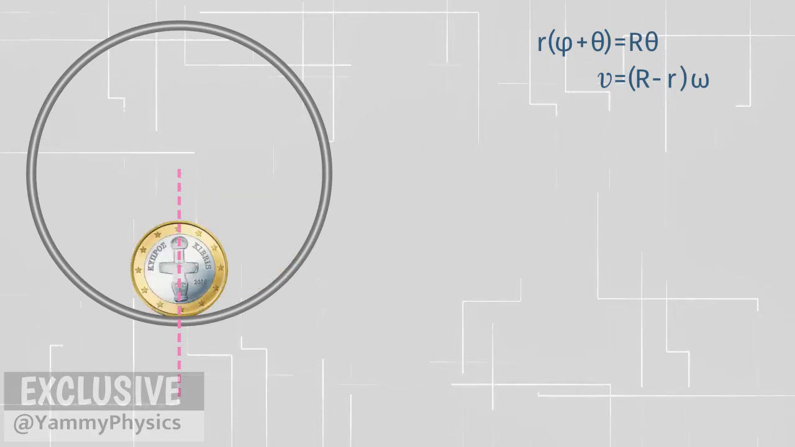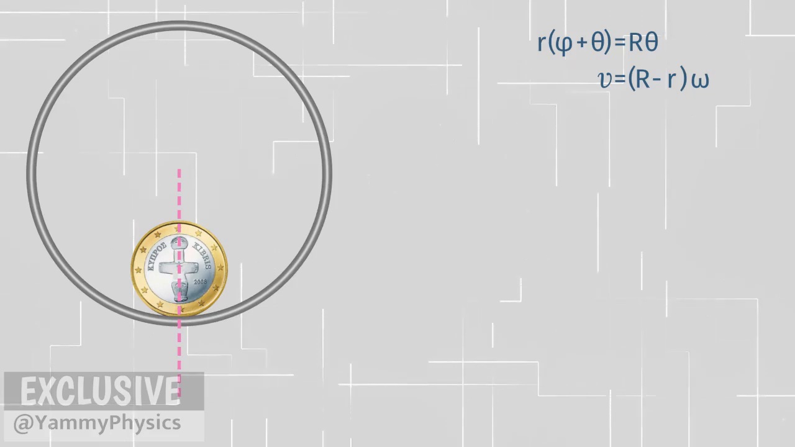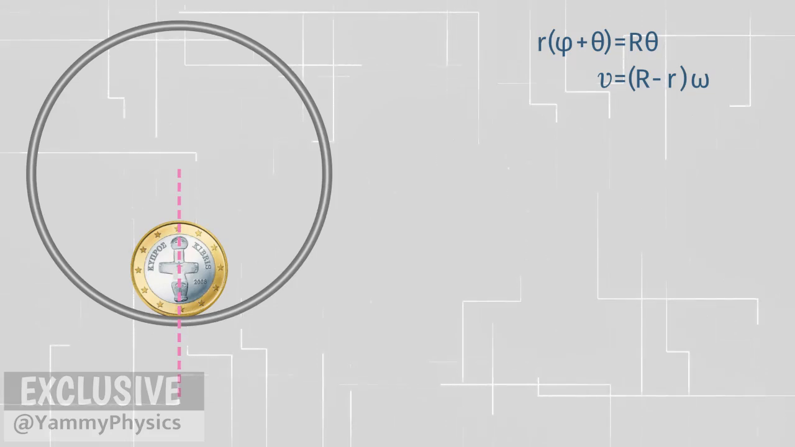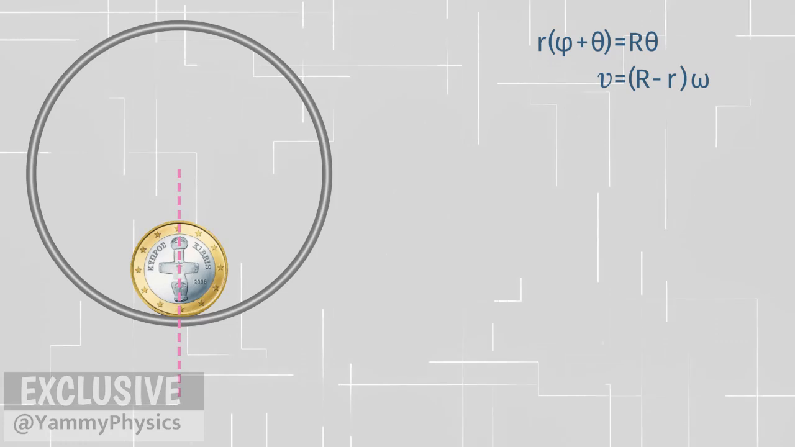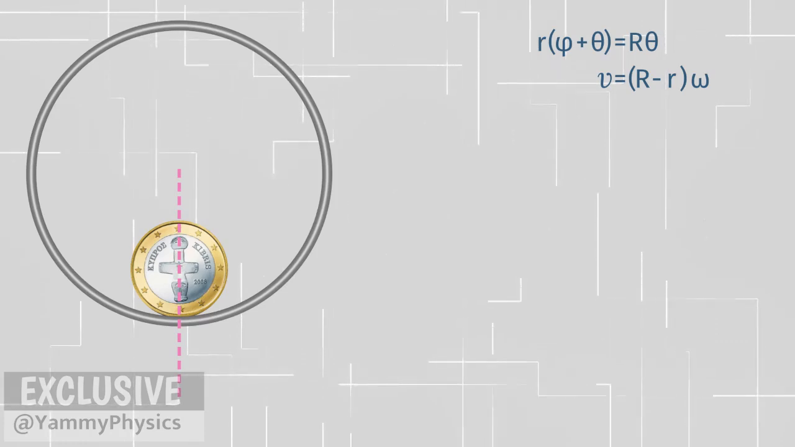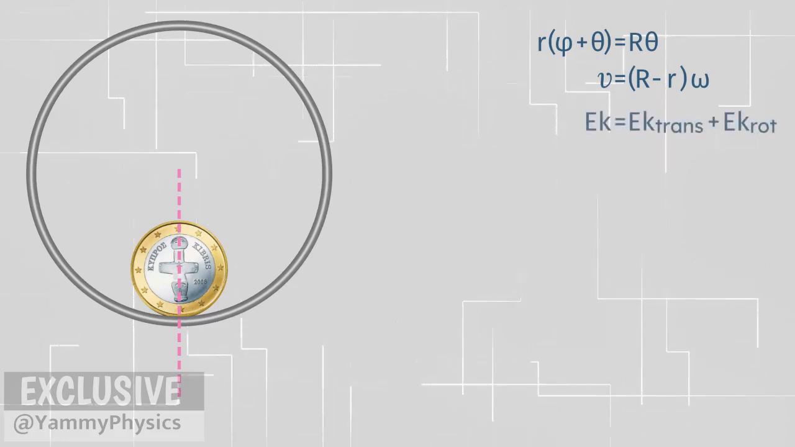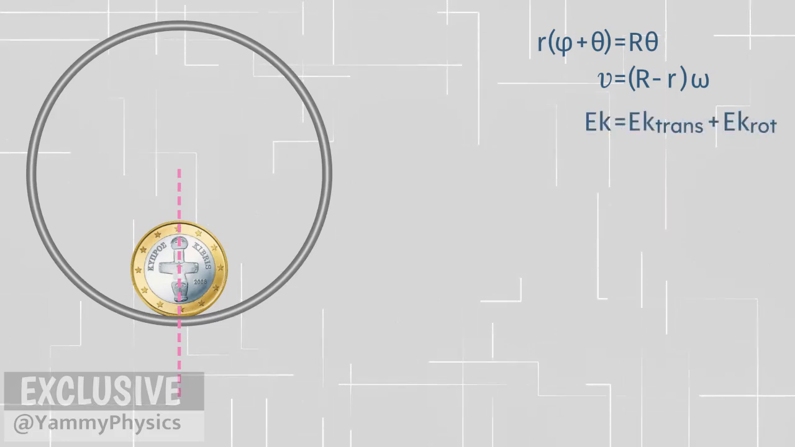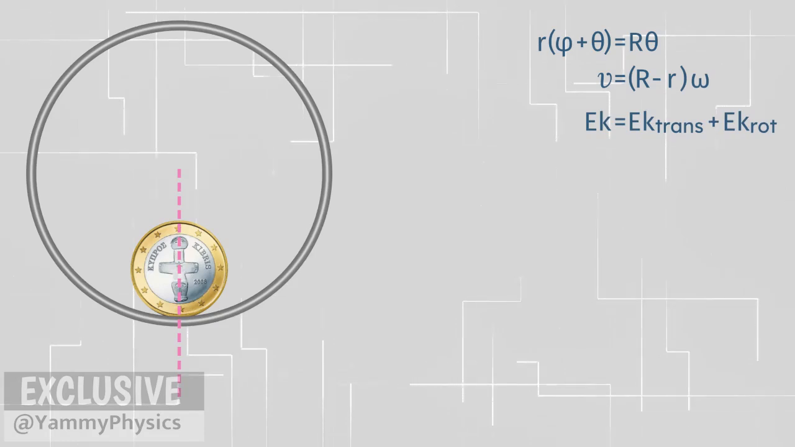We will start analyzing mechanical energy at the equilibrium point. At this point, the mechanical energy only takes the form of kinetic energy. The rolling coin has two types of kinetic energy: translational kinetic energy and rotational kinetic energy.